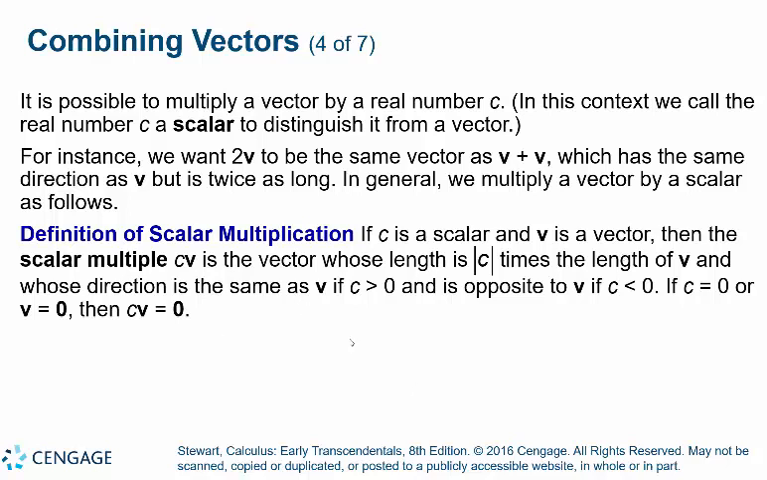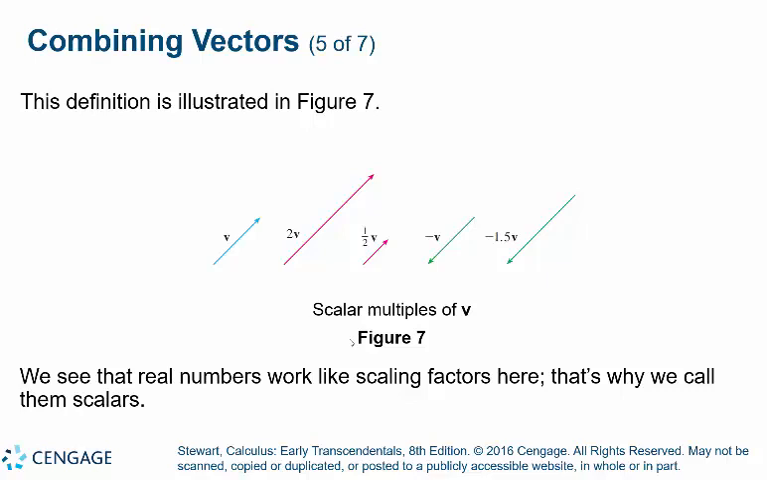All right, just a little bit of an illustration of what it looks like when you multiply vectors by scalars. Here's the original vector v. Multiplying it by 2, it just doubled the length. Multiplying it by 1/2, it just shrunk it in half. Multiplying it by -1, it flips the vector in the opposite direction, and the magnitude stays the same. You can see the same type of deal when you multiply it by -1.5. So we see that real numbers work like scaling factors here. That's why we call them scalars.